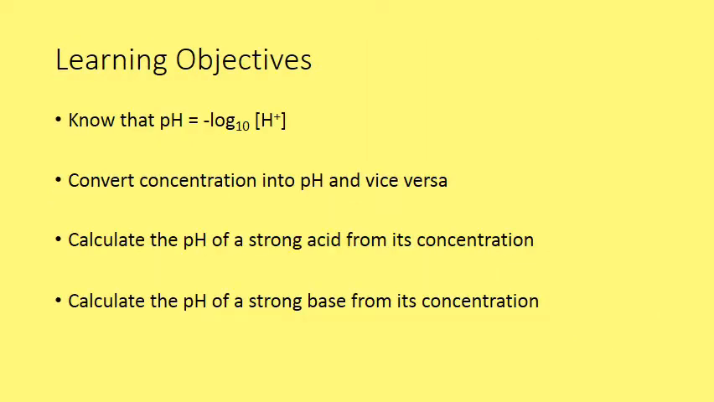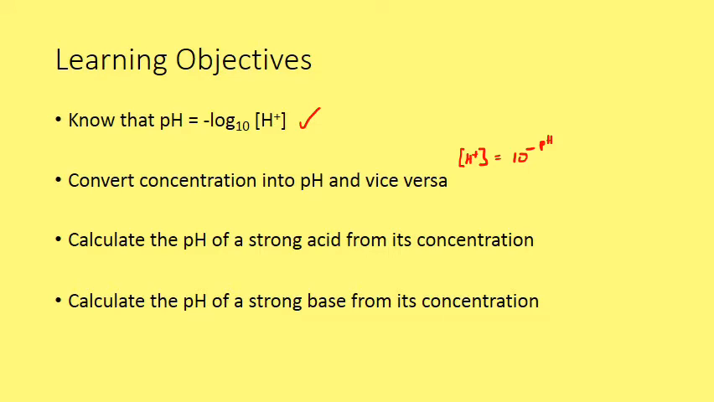Okay, finally, let's just review our learning objectives. The first one was that we wanted to know that the pH is equal to the minus log 10 of the hydrogen ion concentration, and I think we know that now. We've practiced it as well. And then we're going to convert concentration into pH and vice versa. In order to do that, we need the other version of the equation. The inverse of the pH equation gives the hydrogen ion concentration, and so now we can go either from concentration to pH or vice versa.